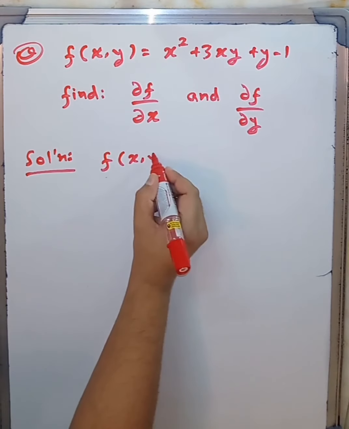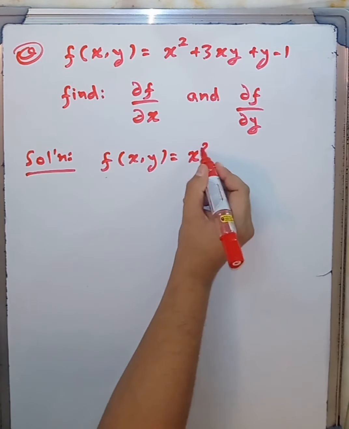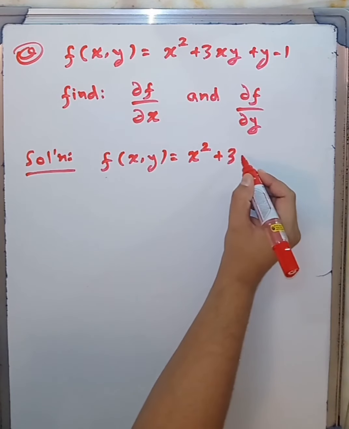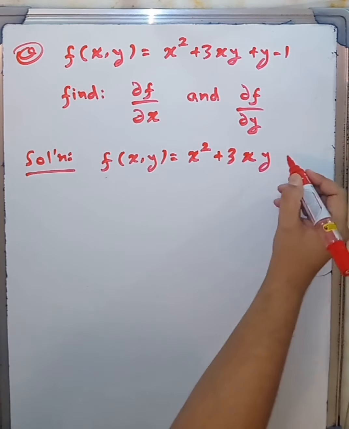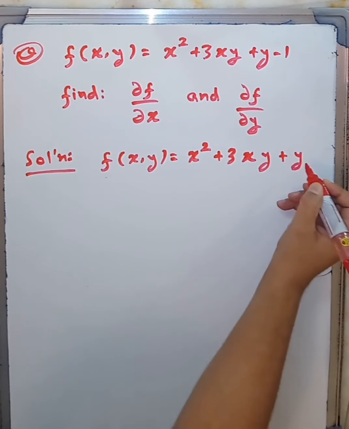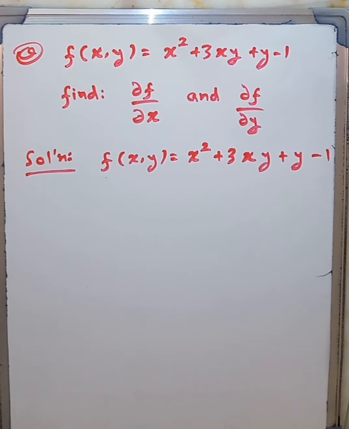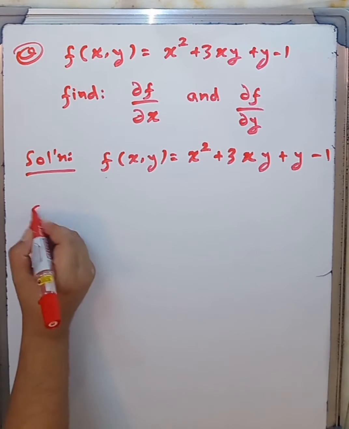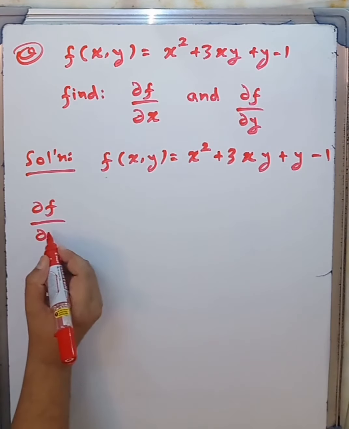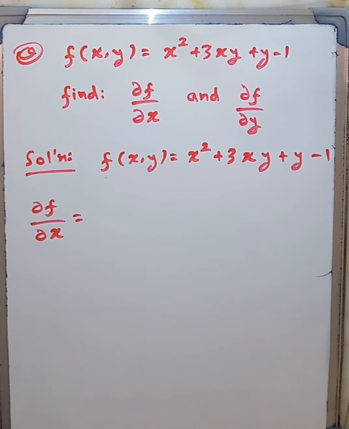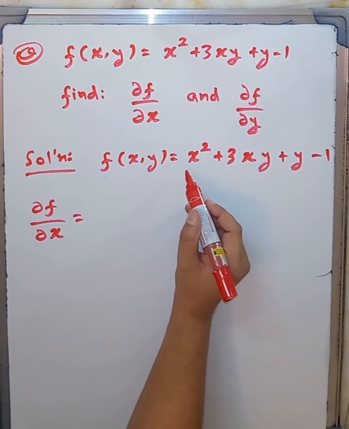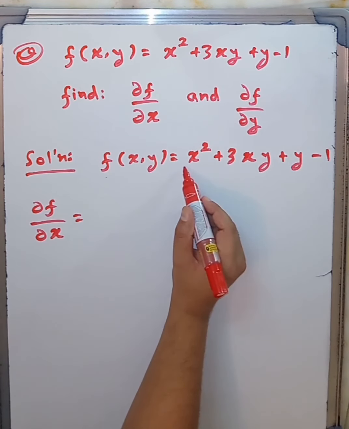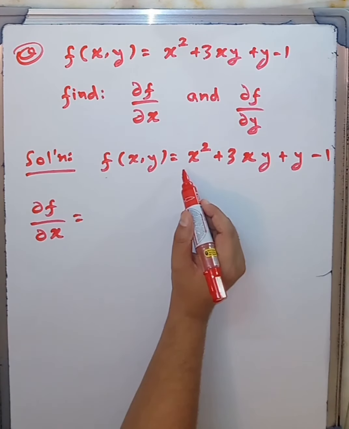f(x, y) is equal to x square plus 3xy plus y minus 1. Now when we are differentiating partially with respect to x, we know that the variable y will be treated as a constant. Now let us start differentiating with respect to x, treating y as a constant.